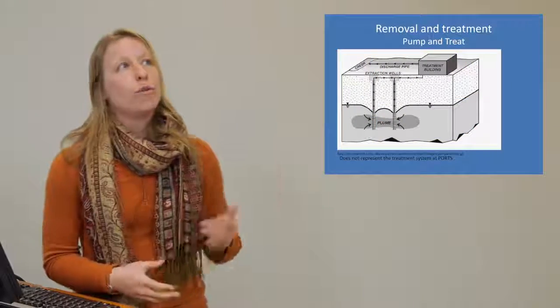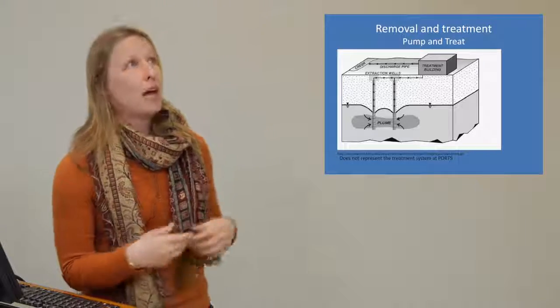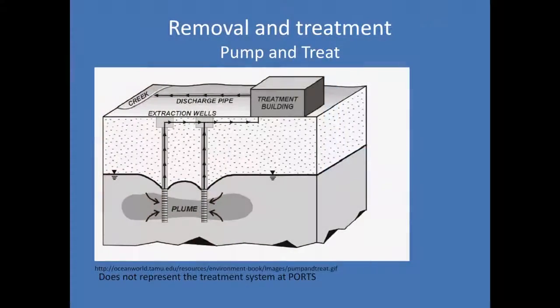We can also remove the contaminated water or pump the water out of the plume in the subsurface. What you see here is a diagram of a pump and treat system where a groundwater plume is being extracted from wells. You can see the cone of depression drawing groundwater towards those wells, and that contaminated water is extracted through extraction wells. It's then treated to discharge requirements and discharged into surface water.